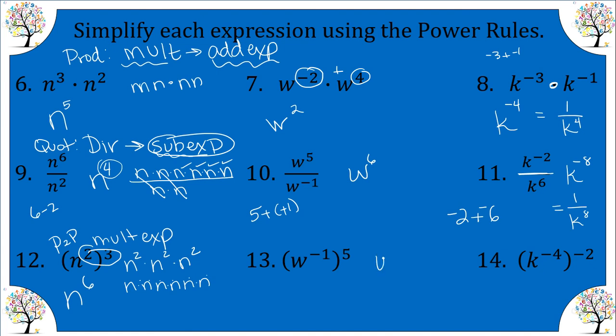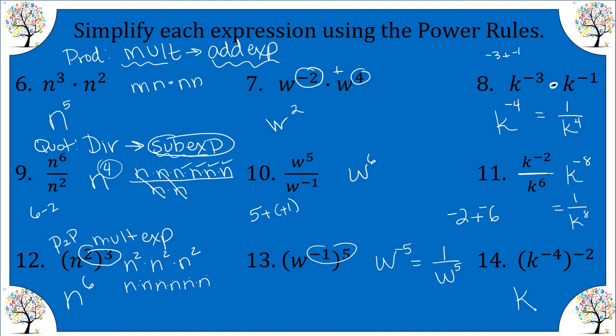Here our factor is w, and we multiply. We have a power to a power. We multiply and get negative 5. We can't leave a negative exponent, so we reciprocate, meaning take it down to the opposite location. We take it down to the denominator and make it positive.